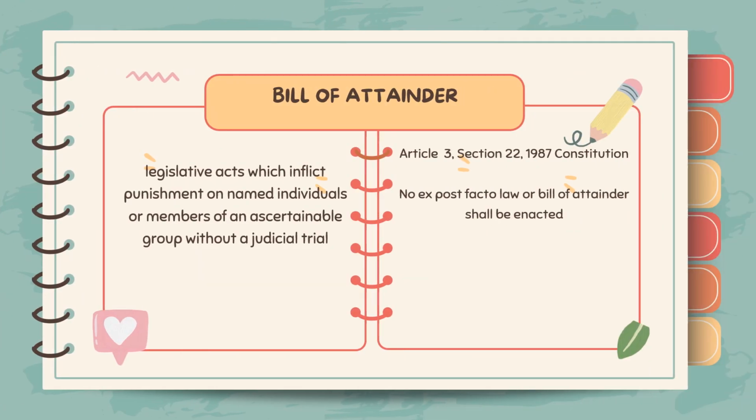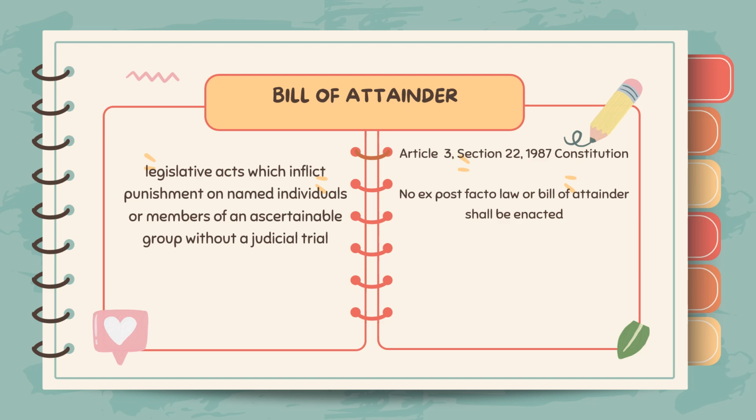And Bill of Attainder, on the other hand, is defined as a legislative act which inflicts punishment on named individuals or members of an easily ascertainable group without a judicial trial. To simplify things, a Bill of Attainder is a legislative act which inflicts punishment without trial, and it has been stated in Article 3, Section 22 of the 1987 Constitution that no ex post facto law or Bill of Attainder shall be enacted.